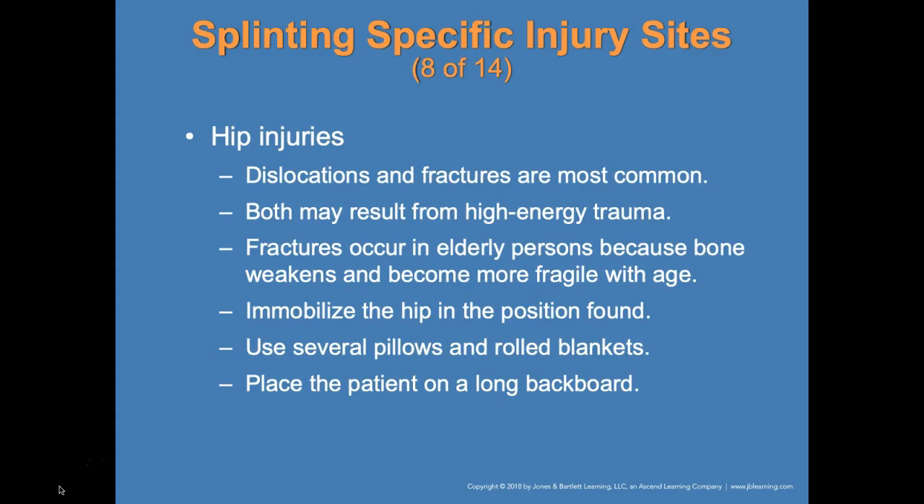Hip injuries. Dislocations and fractures are most common. Both may result from high energy trauma. Fractures occur in elderly persons because the bone weakens and becomes more fragile with age. They get osteoporosis. We need to immobilize the hip in the position found. We might use several pillows and blankets, and then we need to place the patient on a long backboard.